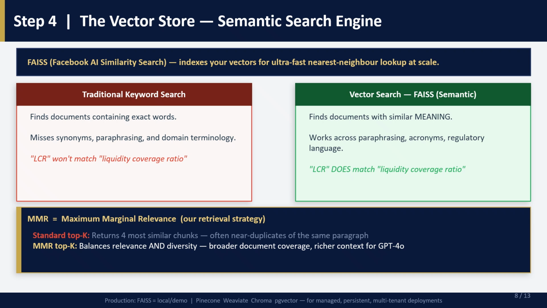One last note is FAISS is perfect for local development and demos. In production, you will swap it for a managed vector database like Pinecone, Weaviate, etc. But the rest of the pipeline stays identical.